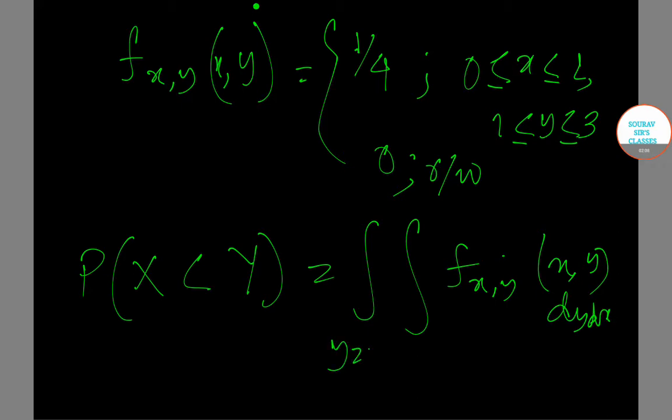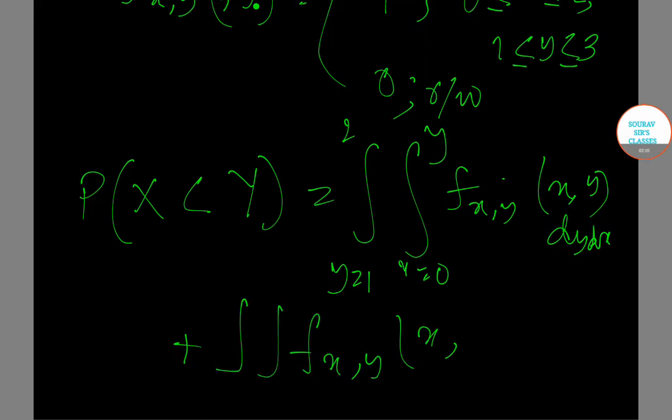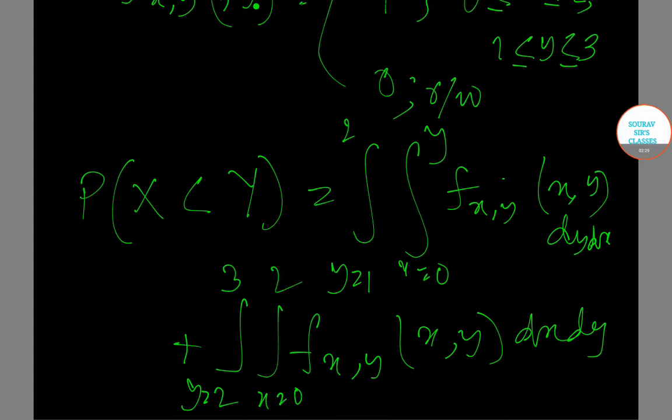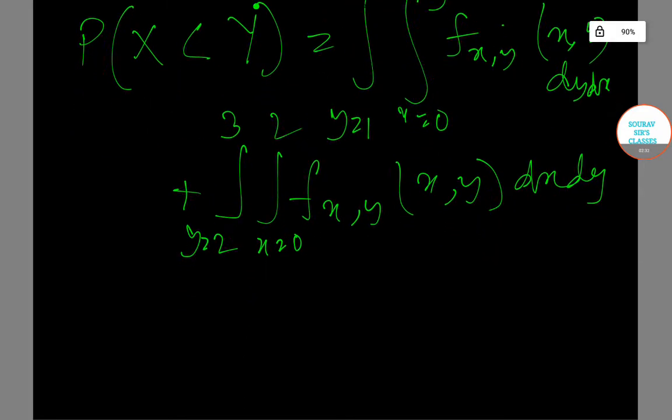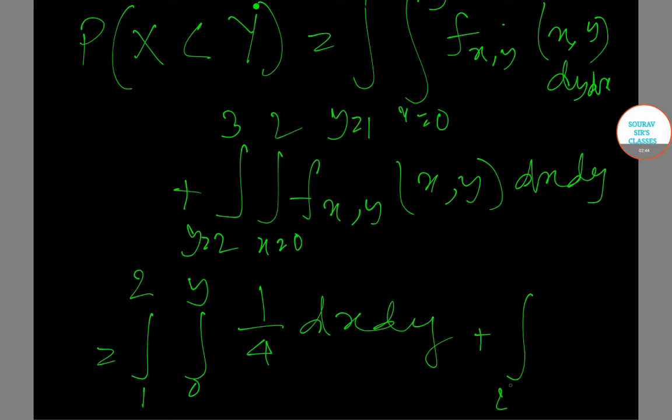for y from 1 to 2 and x from 0 to y, plus the double integration of f(x,y) dx dy with y from 2 to 3 and x from 0 to 2. This results in the double integration of 1/4 dx dy, limits 1 to 2 and 0 to y, plus the integration over 2 to 3 and 0 to 2 of 1/4 dx dy.